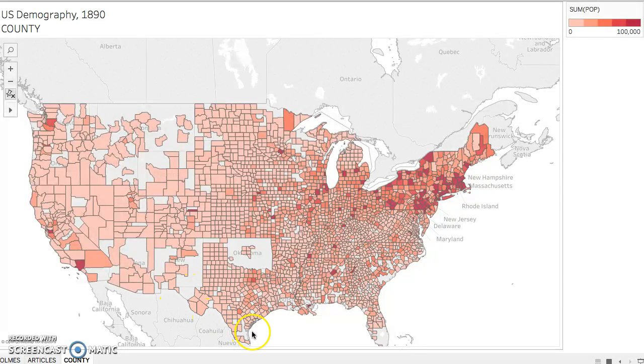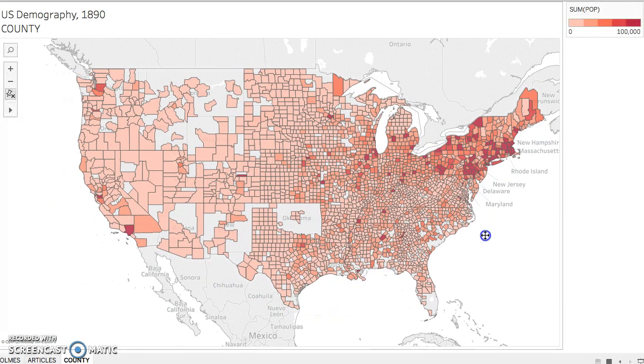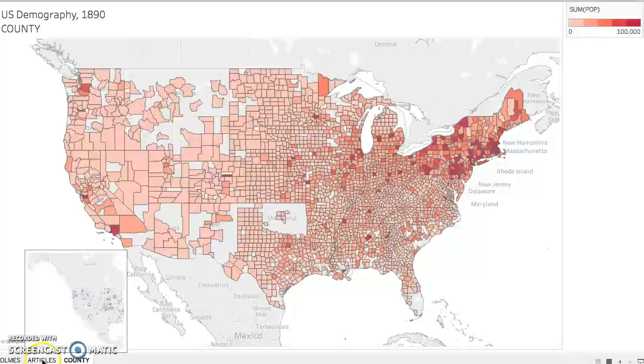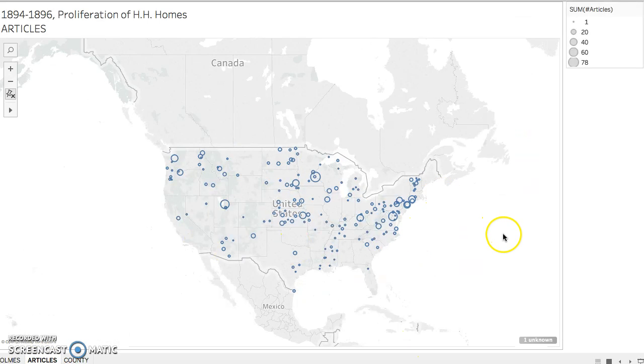But generally what we see here are what we expect in terms of results. Urbanization, densely populated in New England, densely populated in pockets of the Midwest, Great Lakes region, and then West Coast, cities we recognize today. And then the frontier is pretty empty. So now we'll switch to the second map I had made using Tableau.